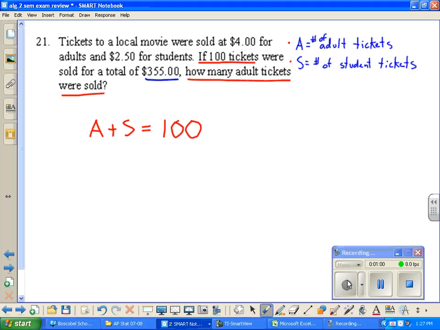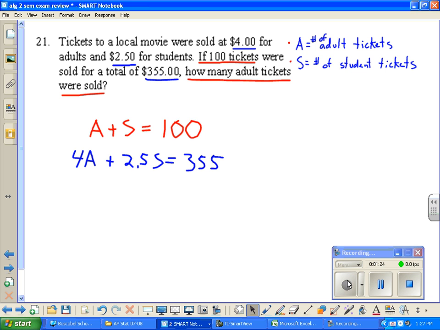So that means I can take the number of adult tickets times their price plus the number of student tickets times their price and come up with 355. So that means I'm also going to need this information and this information. So for this problem, I have 4a plus 2.5s is equal to 355.